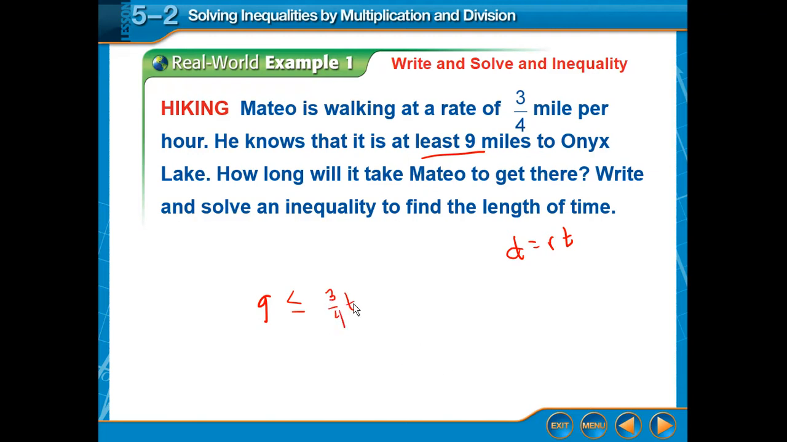So if I want to get t by itself, I want to get rid of 3/4, so I would multiply by 4/3. If I multiply both sides by 4/3, this and this cancel, and I get t. Because I multiplied by a positive number, I don't have to change the direction of this. It stays exactly the same. And then over here, if I think about this as 3 over 1, I get 12/1, or just 12. So it will take him at least 12 hours to get there.